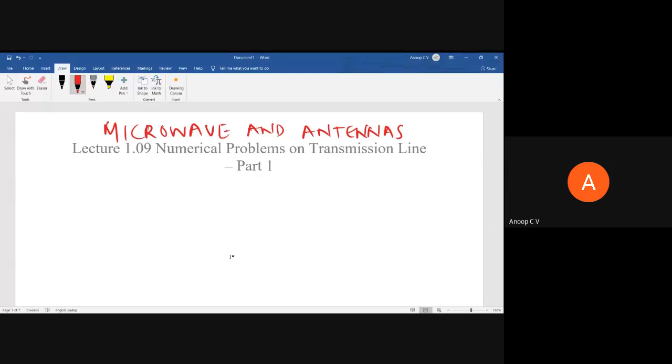Why? Because most of the quantities involved are complex quantities, so you should be comfortable with the use of calculator. And CRs, please keep in mind, if at all I'm getting muted or disconnected, please do let me know. Right. So we'll start with the problems.